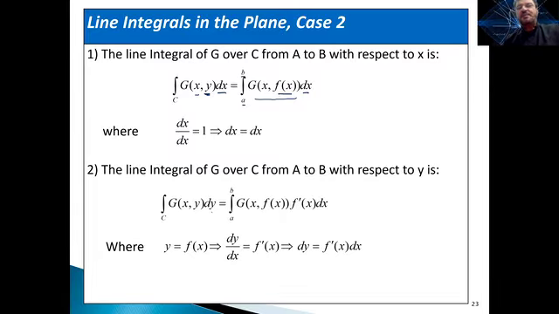How about if I want to integrate with respect to y? Same thing. You replace y with f of x. But now, look, y is f of x. What's the derivative of y? It's f prime of x dx, right? So here is f prime of x dx.